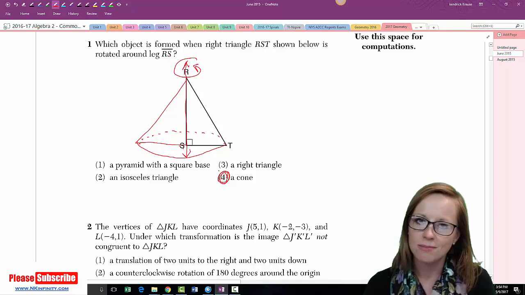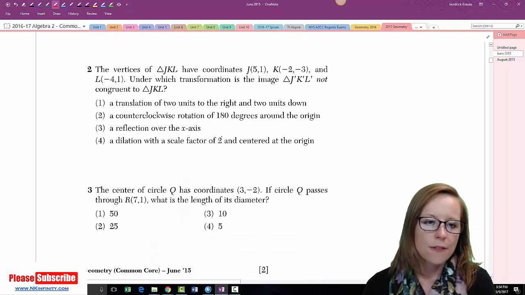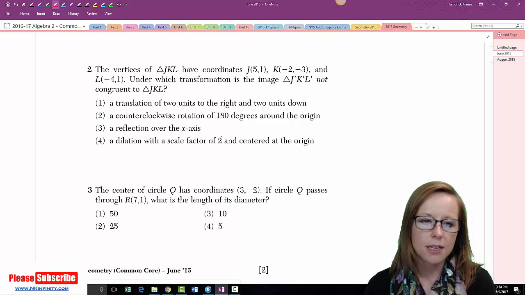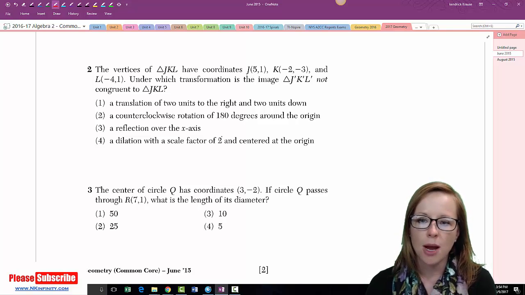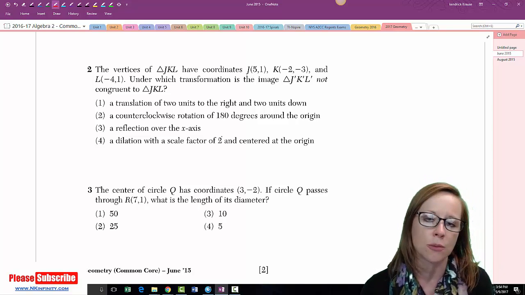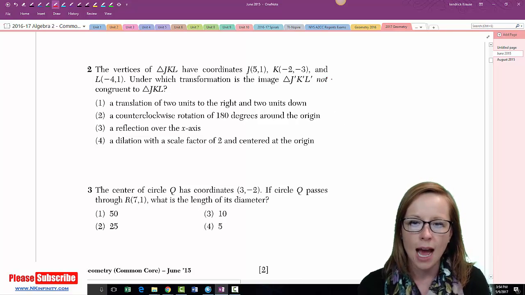No big deal. All right, so then number 2. The vertices of triangle JKL have the coordinates of. Okay, great. Under which transformation is the image of J prime, K prime, L prime not congruent? So you have to think of what is not a congruence transformation. What comes to my brain immediately is a dilation. When it says not congruent, I'm thinking dilation.